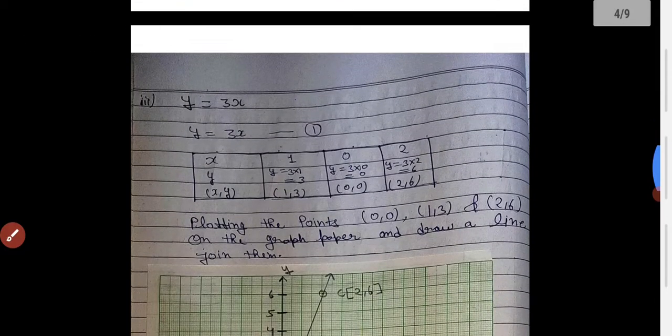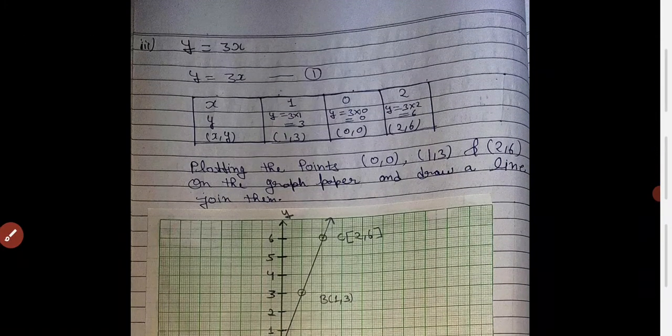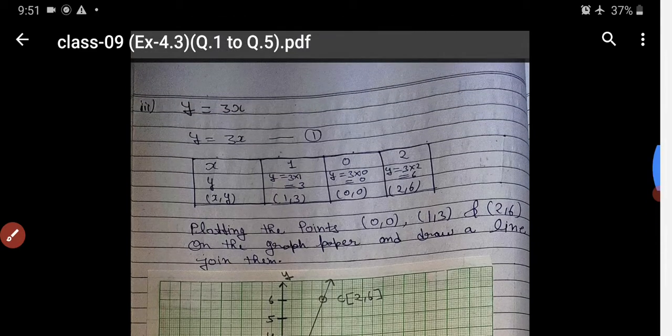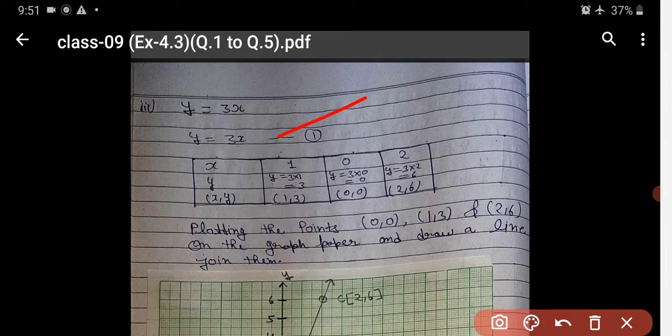Now come on the third one. Third one is y is equal to 3x. This equation is already alone in one variable, so there is no need to make any change. Just write the equation as it is. Make a table x, y, x comma y. If you take in place of x 1, what is the value of y? You will get here 3. If in place of x you take 0, the value of y is always 0.